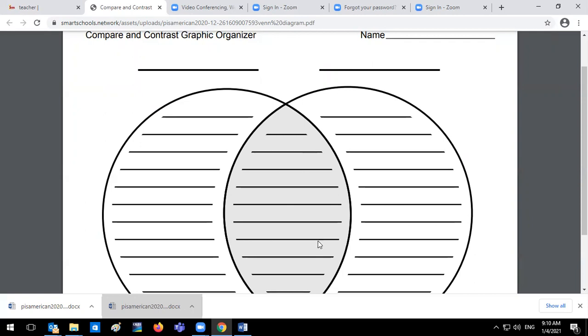So in the overlapping part, in case you don't know how to function a Venn diagram, you would put in the middle the similarities between you and the character of your choice. On the sides, you would write down the unique characteristics of yourself, the things that are different between you and the character.